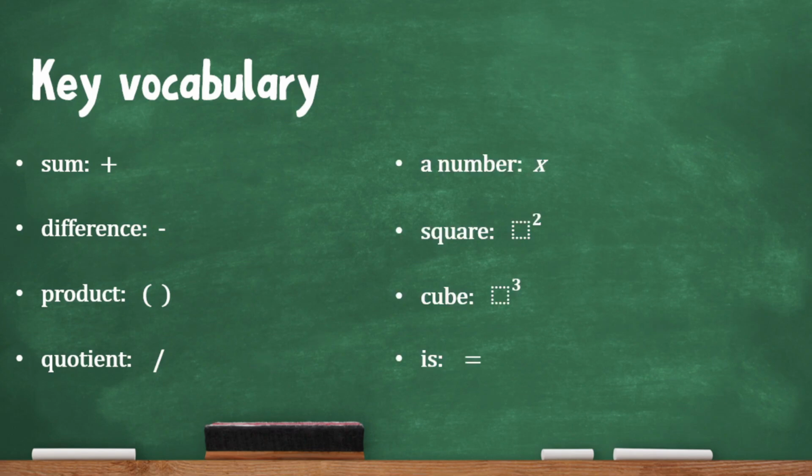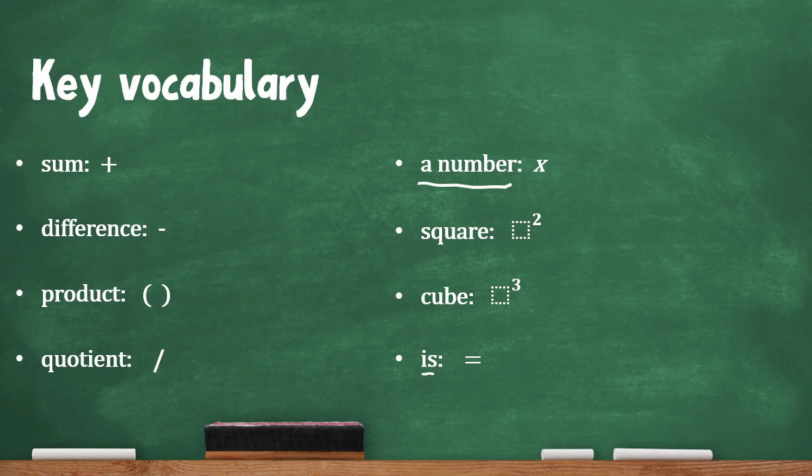Some more vocabulary you'll see: if they're talking about a number and you don't know what that number is, you're going to represent that with a letter. And often we'll just use X, and this is exactly why we don't use that as the multiplication symbol. We use those parentheses instead. But any letter will do. When they say that you're squaring something, you're raising it to the second power. And if you're cubing something, you're raising it to the third power. And the word is means equals.